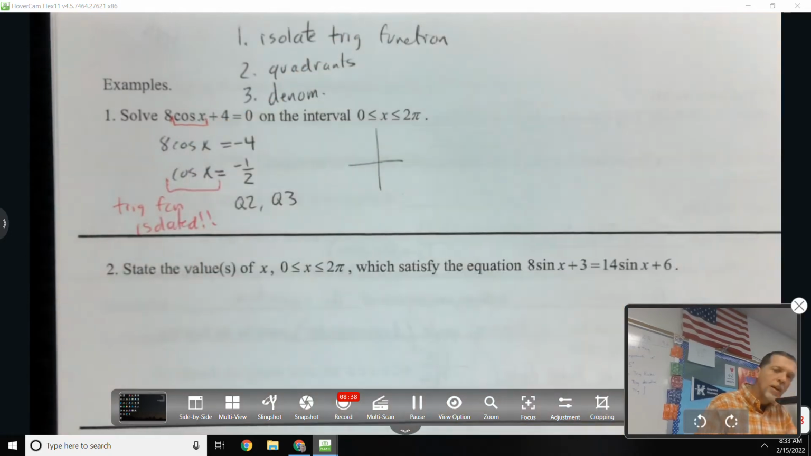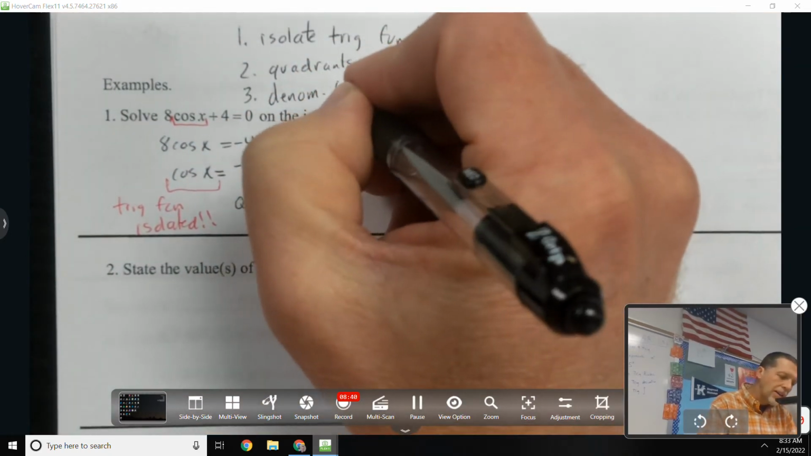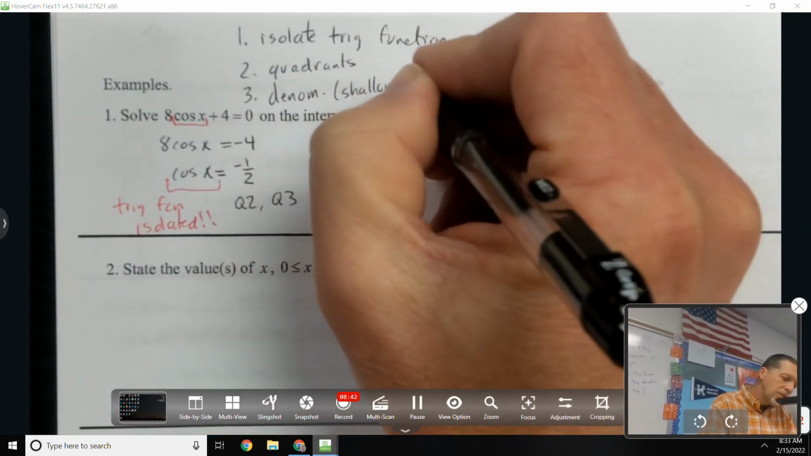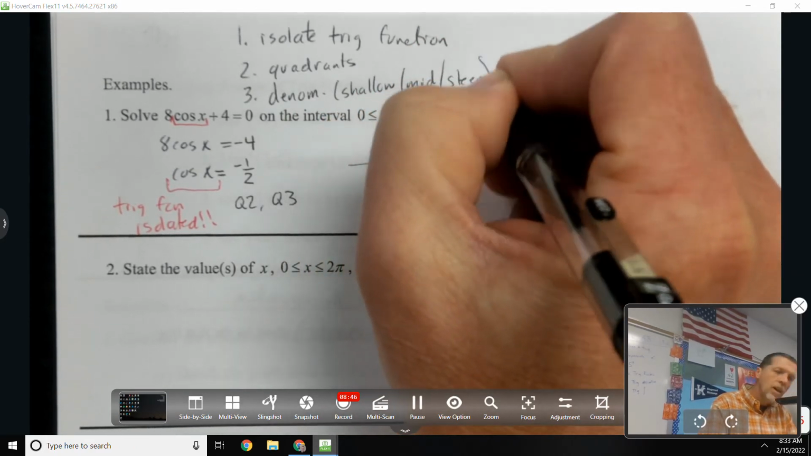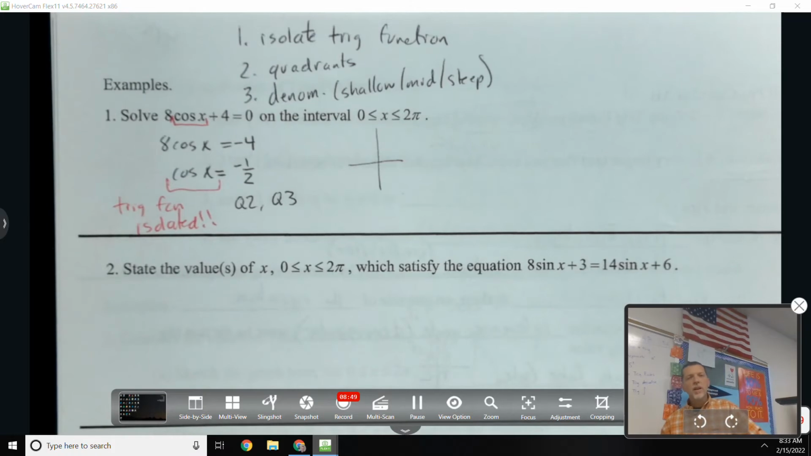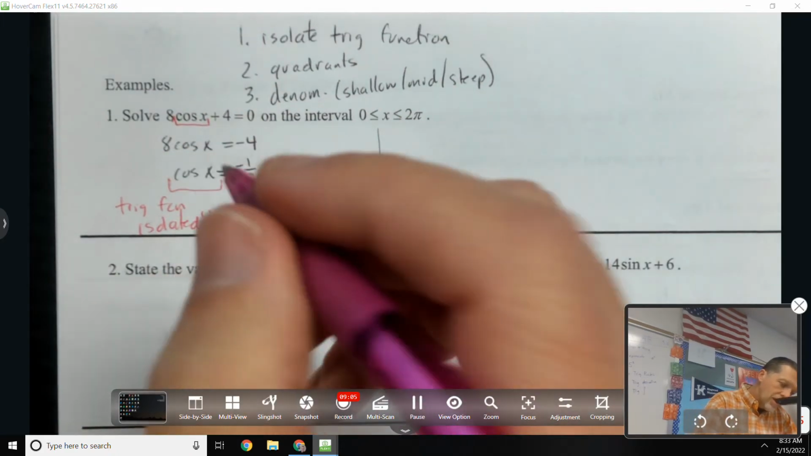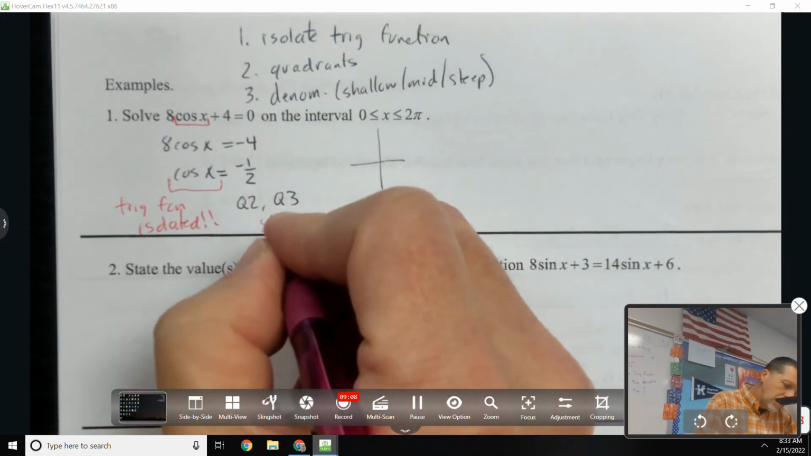And then the last step would be, what's the denominator? And by that, we basically mean, is it the shallow, the middle, or the steep? So I know I'm in quadrant 2 and 3. What would make the cosine equal to 1/2? The shallow, the middle, or the steep? The steep, because we want the x value to be 1/2. So I'm going to be steep.